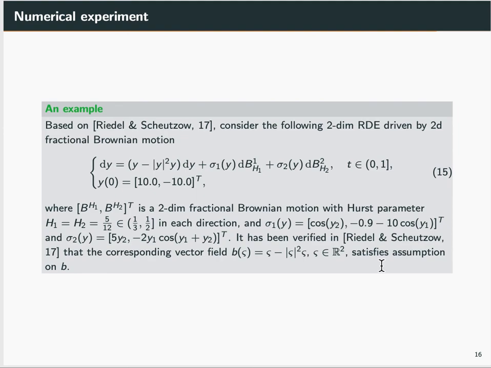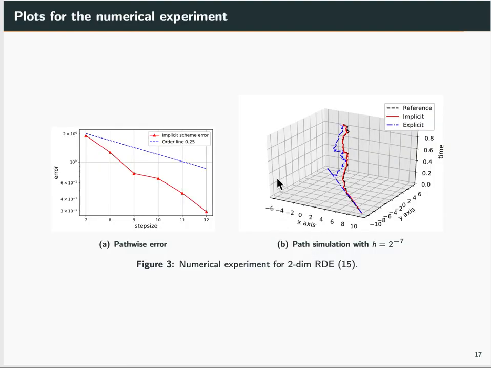Finally, we tested our scheme on equation 15, where the existence of the semi-flow has been shown by Riedel and Scheutzow. We choose the driving path to be a two-dimensional fractional Brownian motion with Hurst parameter 5/12, and the drift satisfies our assumption. According to the convergence results, the order of convergence should be around 0.25, but you can see in practice, the experimental order of convergence is much larger.